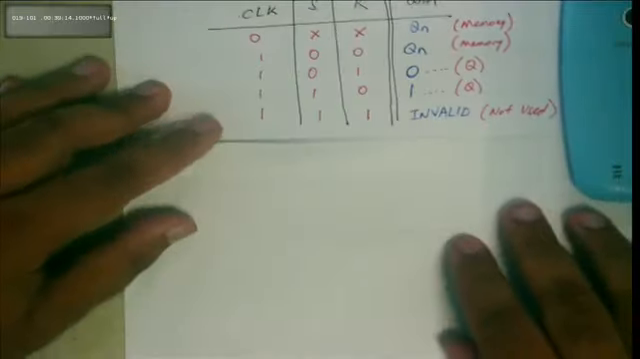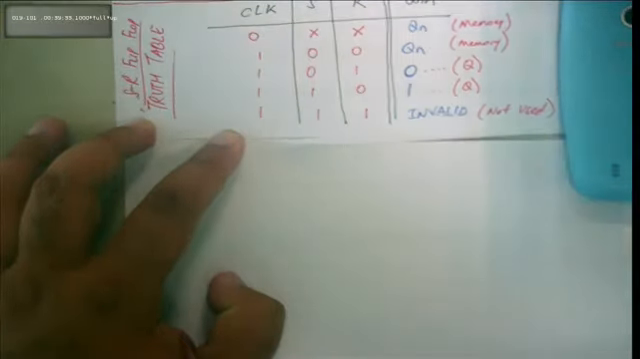All right, let's just put this here. Now, excitation table. So this here was the truth table. The SR flip-flop truth table.